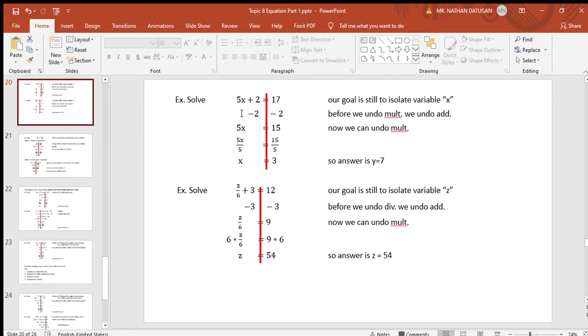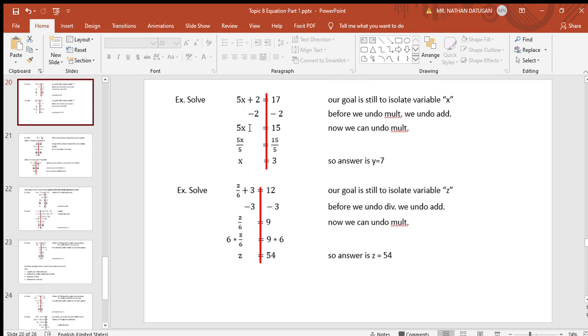Okay, so now we have 5x plus 2 is equal to 17. Our goal is to isolate x. Before we undo multiplication or division, we have to undo addition or subtraction. In this case, we have to undo plus 2 with minus 2. So we subtract 2 on the other side too.